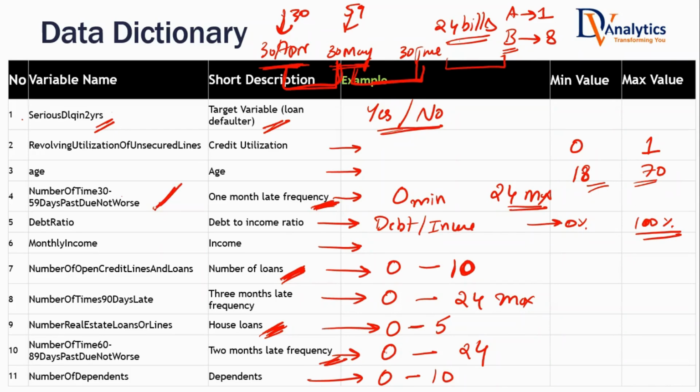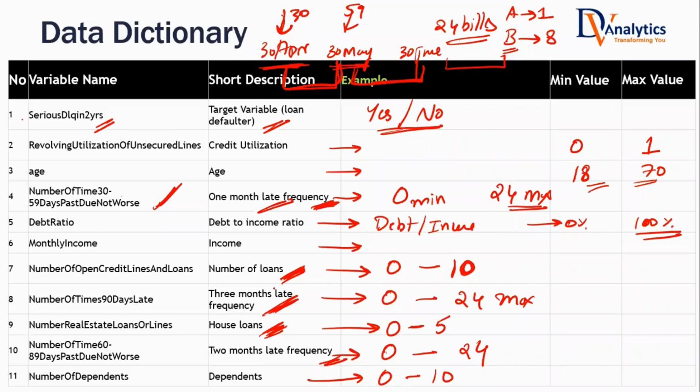Now that is 1 month. Now you did not pay in the second month. You paid after 3 months. That is the 90 days late frequency, the number of times you are 3 months late. This is the 1 month late frequency, right? The same way, this is the 3 months late frequency, which means you did not pay within 1 month, within 2 months, after 3 months you have paid. And how many times did that happen? That's the difference.